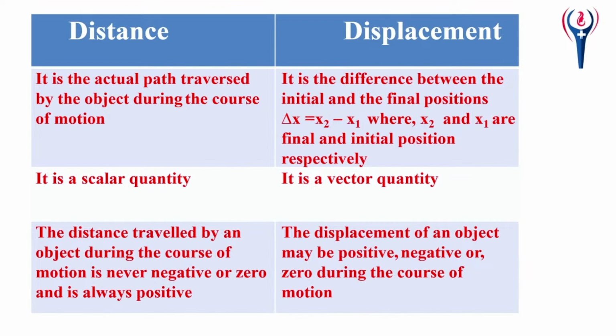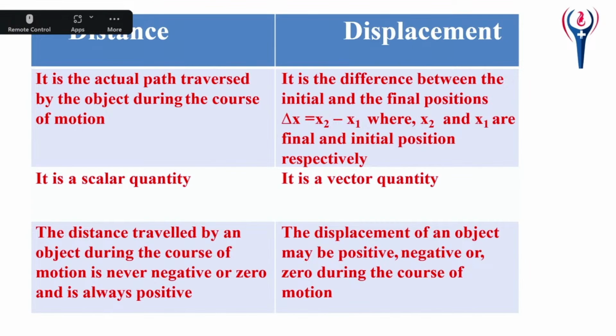Displacement is the difference between the initial and final position, that is delta x equals x2 minus x1. Distance is a scalar quantity, displacement is a vector quantity.